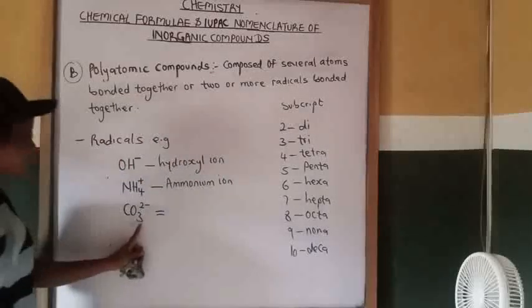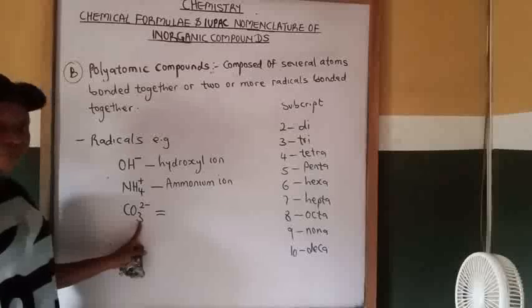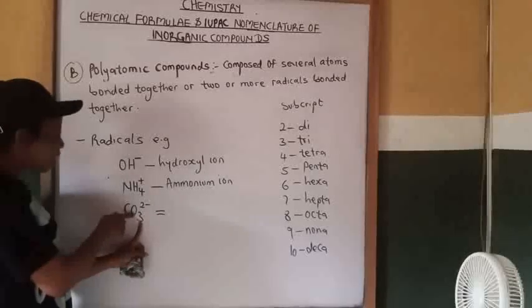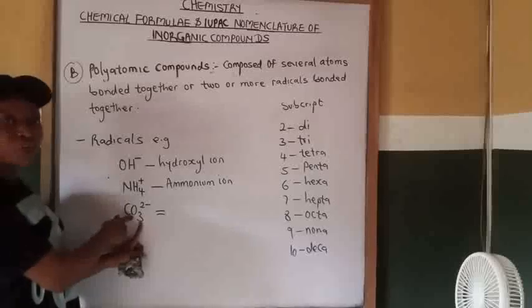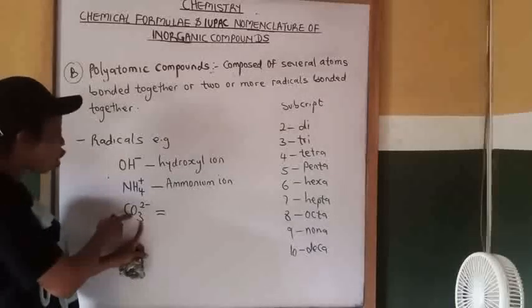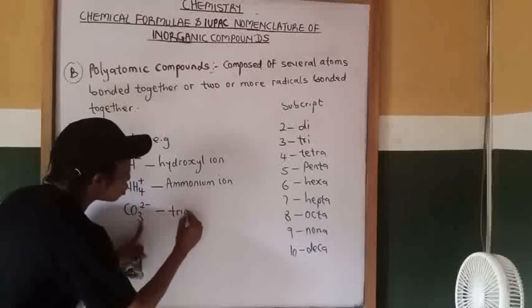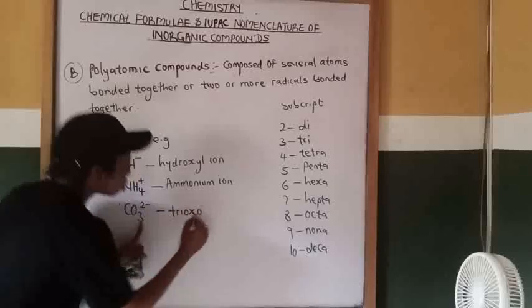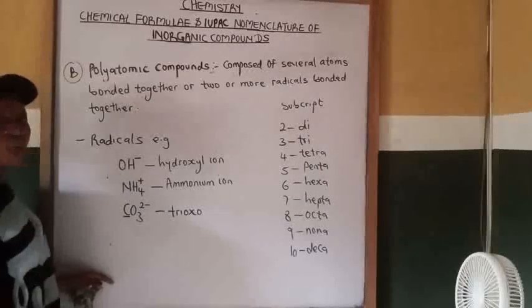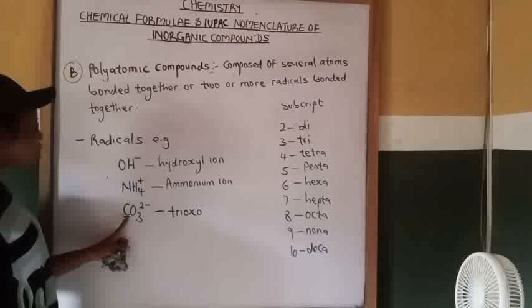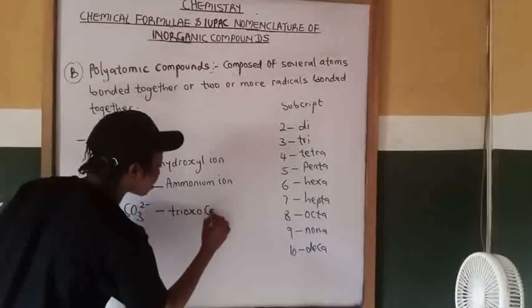Now, oxygen has subscript 3, so you call it tri. Then the oxygen will change to oxo. So you call it trioxo. Then carbon is called carbonate. Carbon will change to carbonate. So trioxocarbonate.